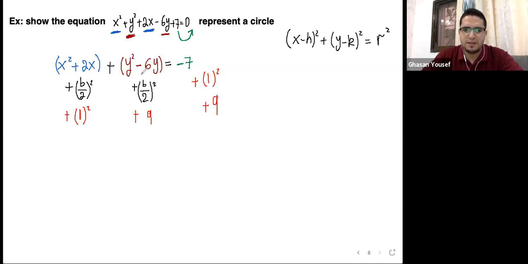Same thing for the second parentheses. We have to add the b over 2. The b here is the coefficient of the y variable, which is minus 6. Minus 6 over 2 is minus 3, and minus 3 squared is 9. So we have to add 9 for this parentheses, and we have to add 9 after the equal sign.